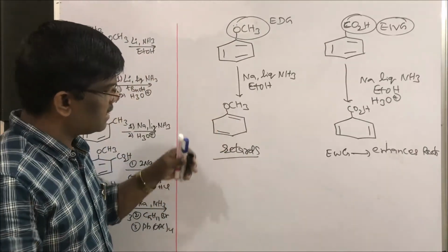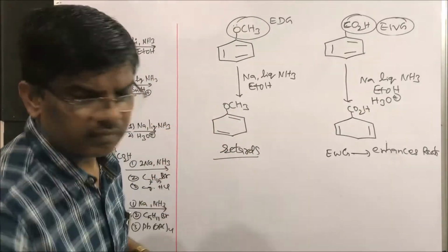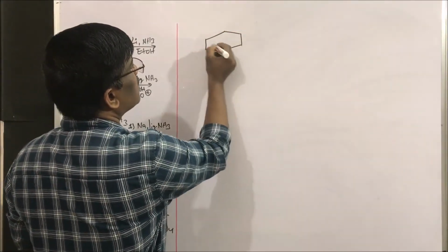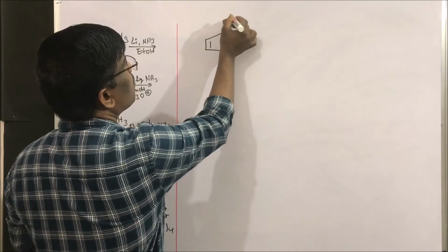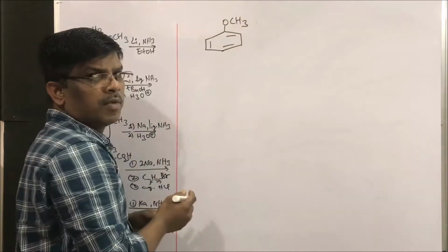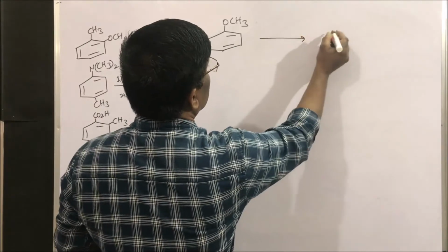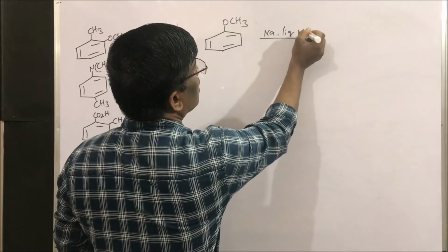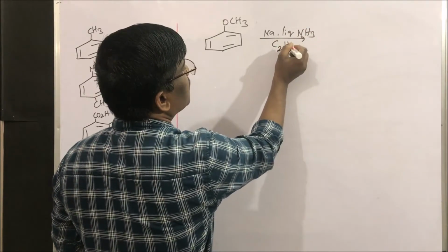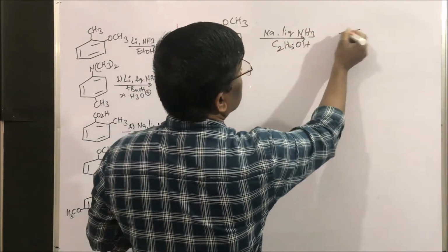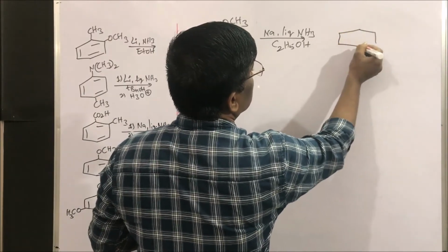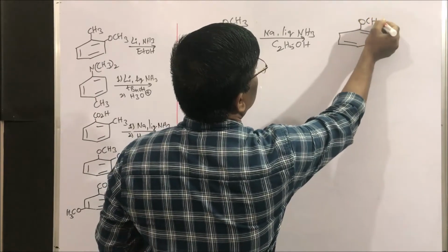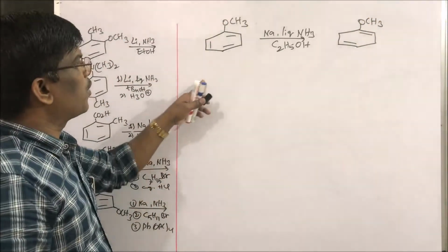Then what is the mechanism? Why are we getting it at this place? Let us see the mechanism. So what we are getting from anisole, this is anisole. The common name of this compound is anisole, methoxybenzene. Using sodium in liquid ammonia in presence of C2H5OH, we are getting this addition compound. Yes, students. So this is the compound. Let us see the mechanism.